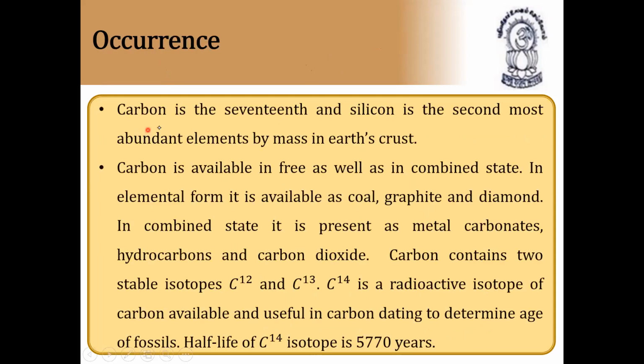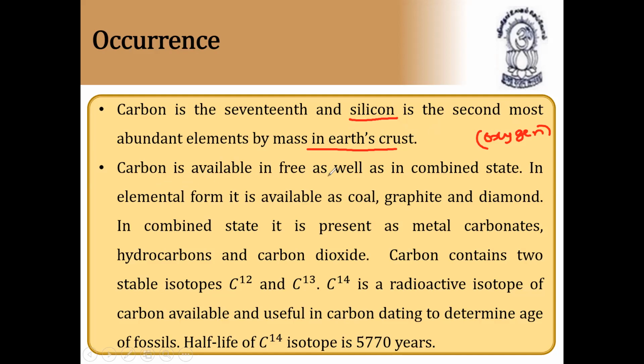Occurrence. Carbon is the 17th and silicon is the second most abundant element. As I told you, oxygen is the first most abundant element, second is silicon, in the form of sand. So carbon is 17th and silicon is the second most abundant element by mass in Earth's crust. Next we have aluminium, the third most abundant element in the Earth's crust.